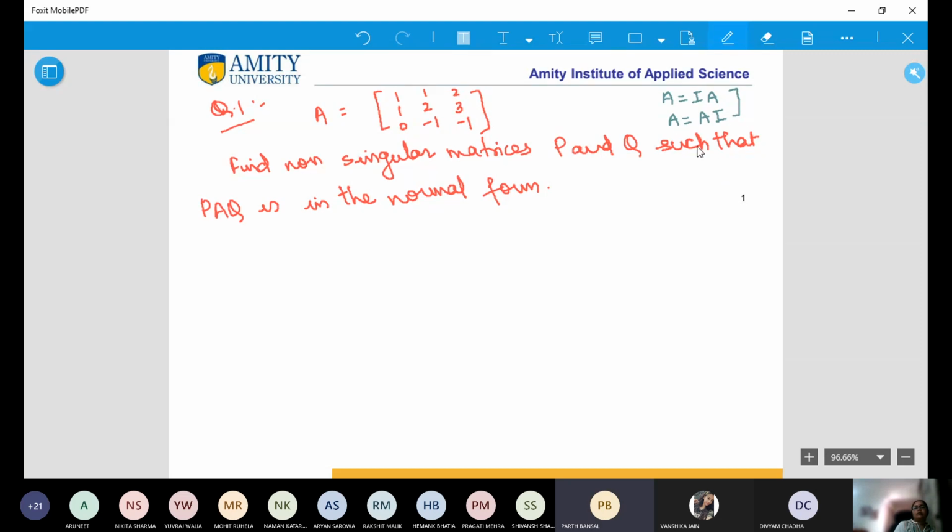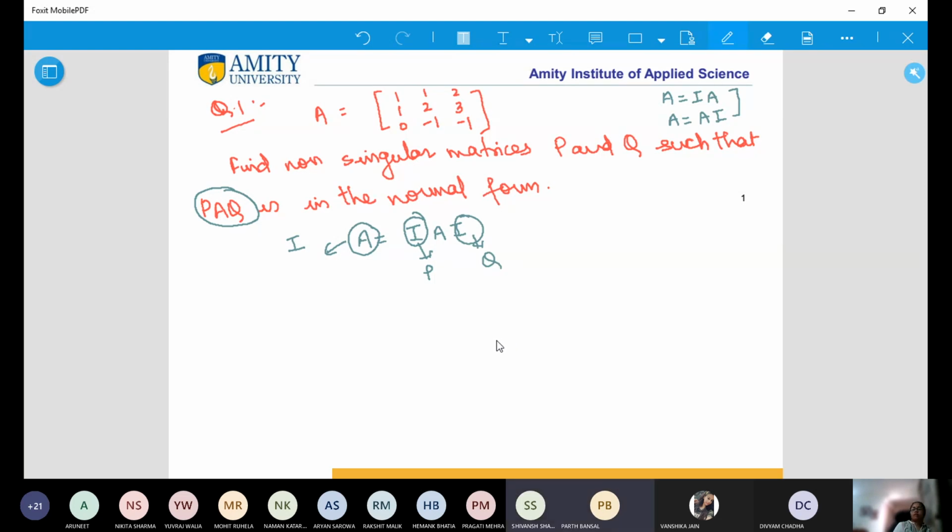Now here what we will do, we will club both of it. What is our objective? The objective is that PAQ should be in normal form. That means if you write A is equal to IAI and you convert A into I, then how this I and how this I is converted, this I will give you P and this I will give you Q. Till here, are you clear or not?